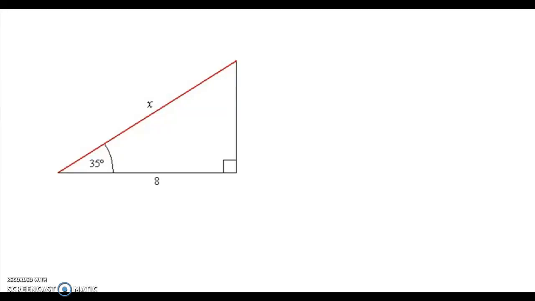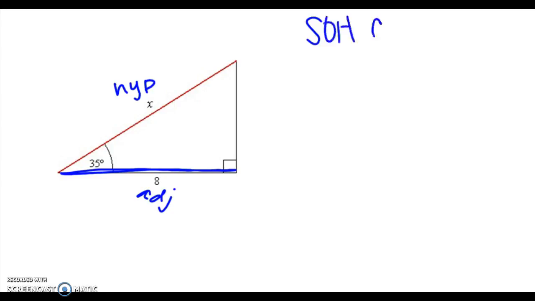Okay, we're going to go through a few more examples here because we haven't gotten through every kind of possibility with trig. So here we have angle 35, and we need to find the hypotenuse, and we're given the adjacent. So I think about SOHCAHTOA, and I realize that cosine has both adjacent and hypotenuse in it. So I'm going to set up my cosine.